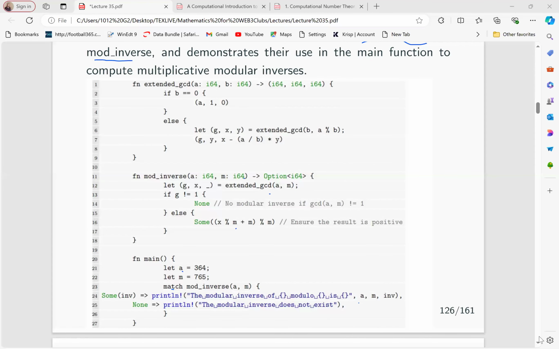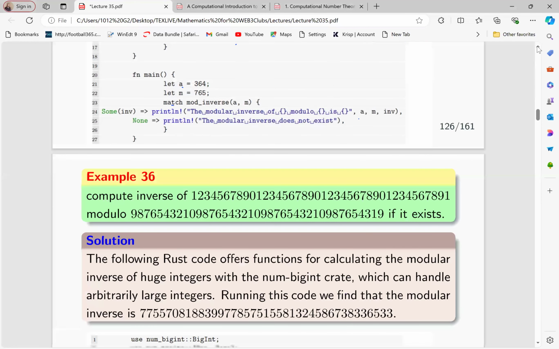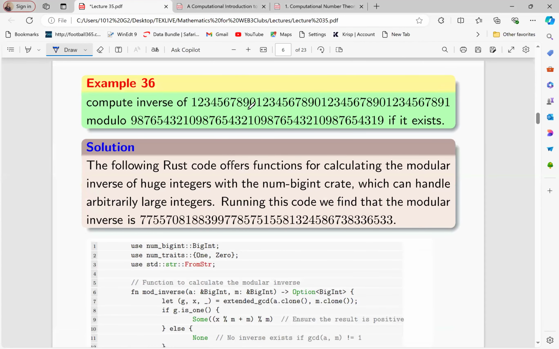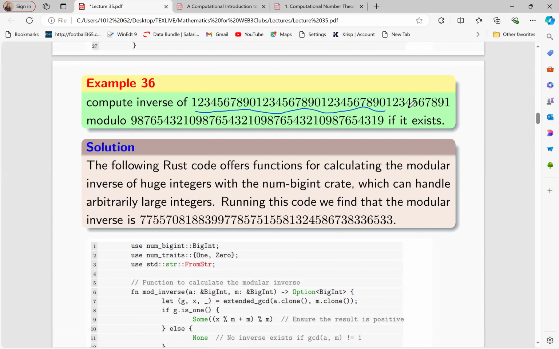Now, let me look at an example that will require that. There's an example that I had that will be requiring the use of big integer. The example is here. Compute the inverse of this number. This number is very long. Compute the inverse of this number. And the modulus is also long.